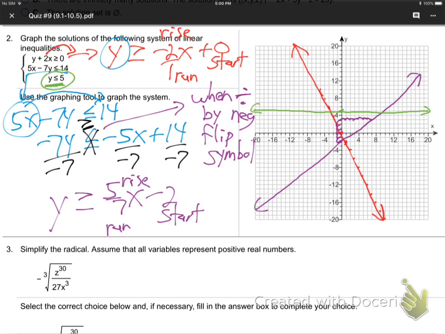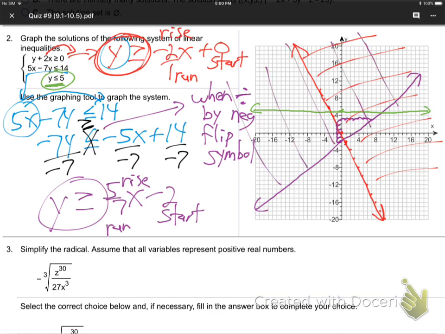Okay, now we want where the 3 shadings overlap. Let's do them one at a time. Start with the red one. Y is greater, so that's above the red graph. Let's do the purple one. Y is also greater, so that's above the purple graph. And finally, with the green one, y is less. That's below the green graph.